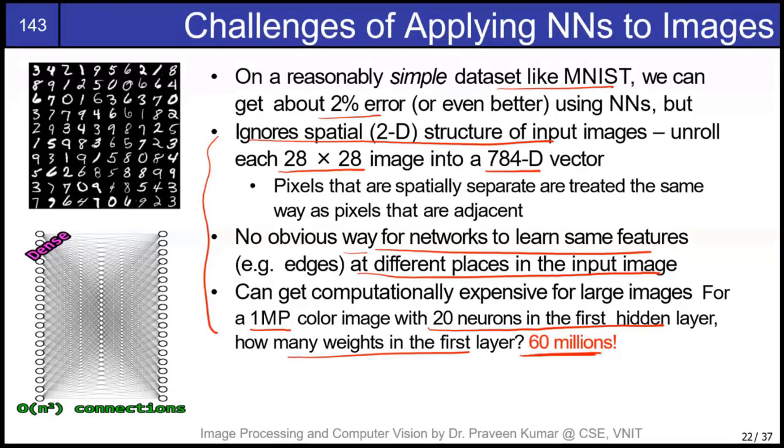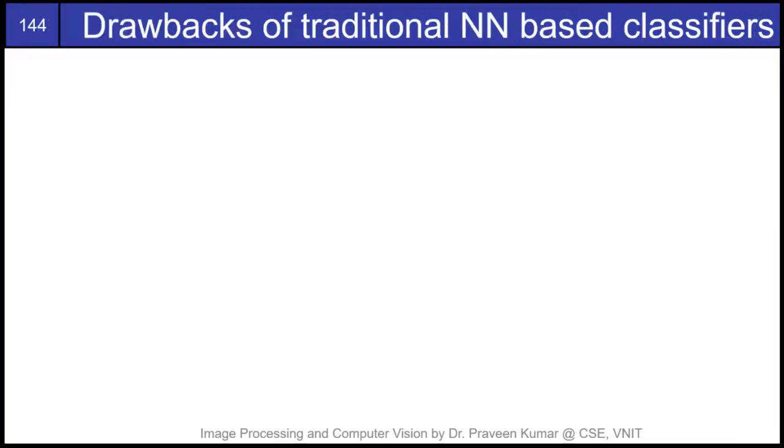We are going to discuss this in more detail in the next class: what are the drawbacks of traditional neural network based classifiers, why they did not work, and then how convolutional neural networks actually did the trick and started getting very good results for tasks like image classification and so on. So that will be our topic in tomorrow's class.